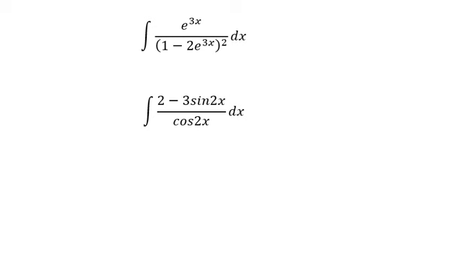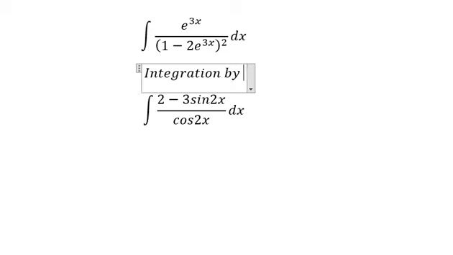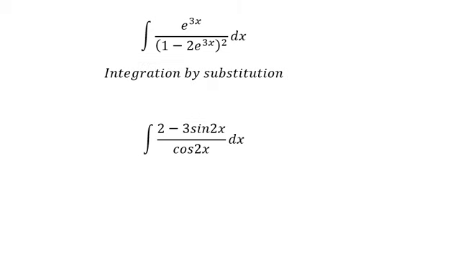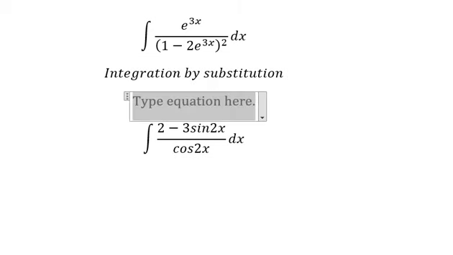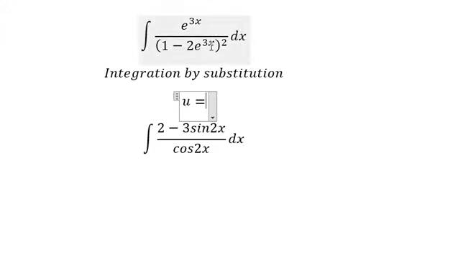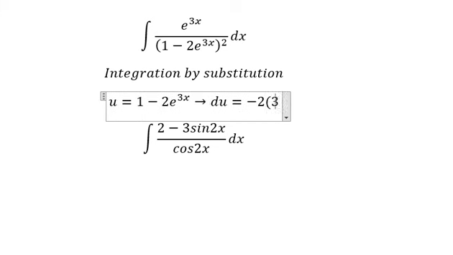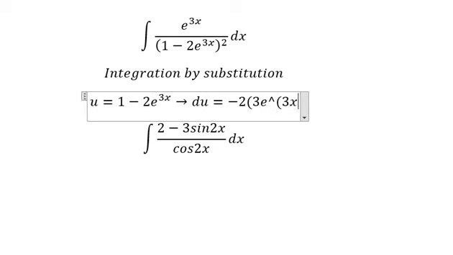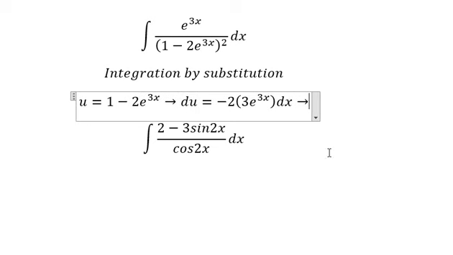Question number 3, we can use integration by substitution. So I will put u equals this one. If I take the first derivative of both sides, you get 3e to the power of 3s ds. Because we don't have negative 2 and 3, we need to divide both sides by negative 6.